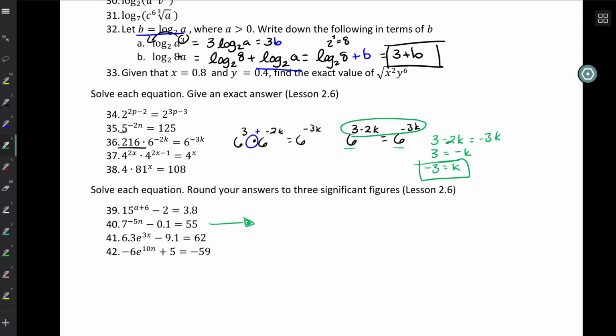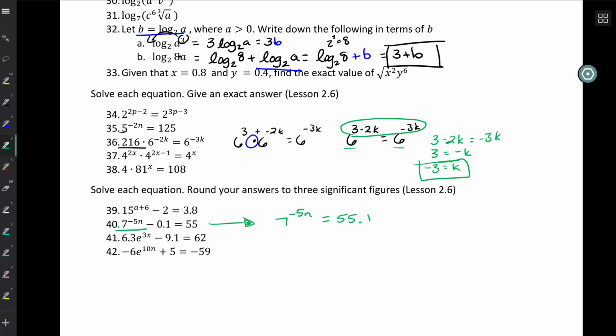Remember, our first step should be trying to get the base by itself, okay? Getting the base by itself means adding that 0.1 to both sides. So we have 7 to the negative 5n equals 55.1, okay? That's simple addition, right?